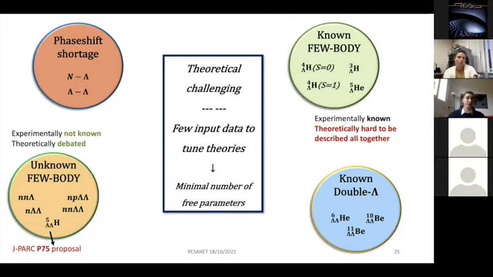But also theoretically, this is a challenge. You have very few data to fix your theory, so you cannot really use realistic interactions with many parameters. And also, even if you can use some kind of interaction, we will see that the theories have or had some trouble in the past in recreating the helium-5 lambda binding energy, so already in the A=5 system.